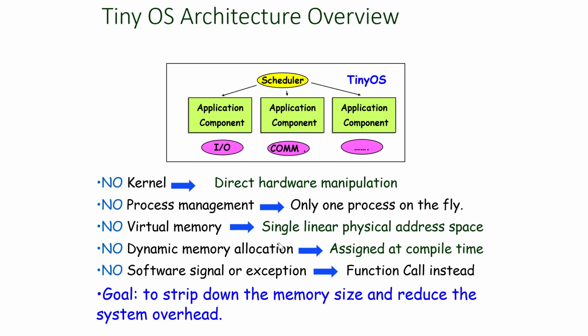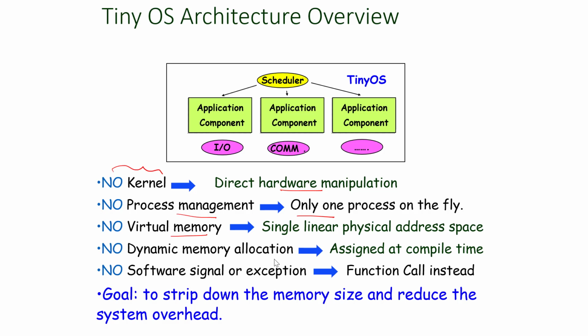The architecture overview of TinyOS. There is no kernel as such, in the sense everything is the kernel, right? So when you say no kernel, it means the applications and the kernel all put together, everything is the kernel. So you can directly manipulate the hardware. There is no process management because there is a single process. No virtual memory, one single address space.